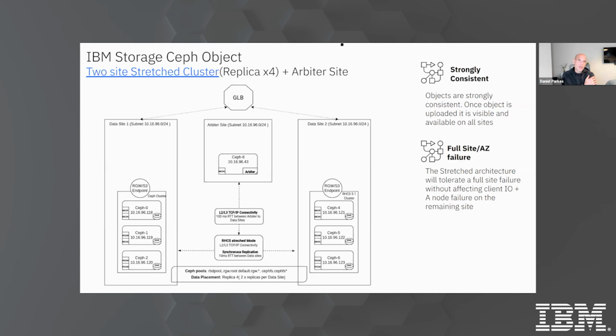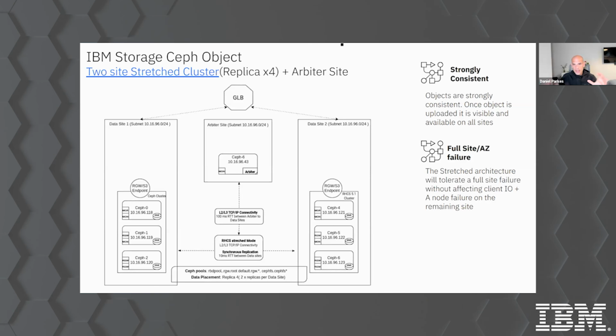That's perfectly fine. With the two-site stretch mode, what we have is two data sites. We call data sites the ones that actually have OSDs in them. So the Ceph nodes that contain OSDs and they are in the data path. So when a client does a read or write, both of these sites are going to be in the data path, and we need to have low latency between them. But what we have here is a tiebreaker site.